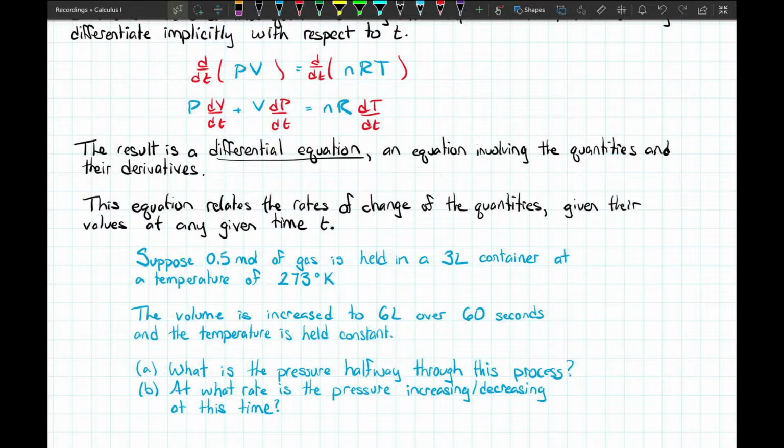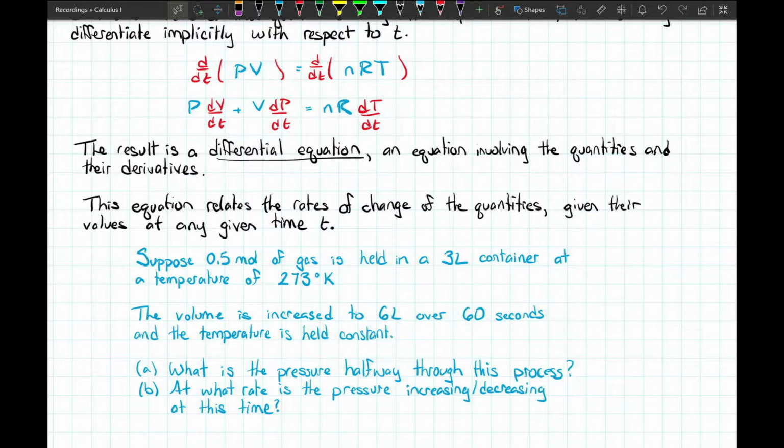That's not an instantaneous change. It's going to happen over 60 seconds. Let's suppose that during that period of time, you have enough other apparatus to keep the temperature constant. What is the pressure halfway through this process? And at what rate is that pressure increasing or decreasing at that time? One of these parts still uses the original equation, and one is going to use the differential equation. Take a moment and see if you can think about which equation we need to use for each of the two parts.